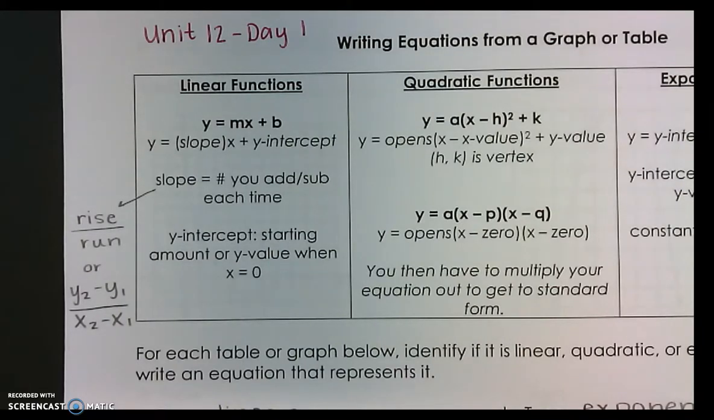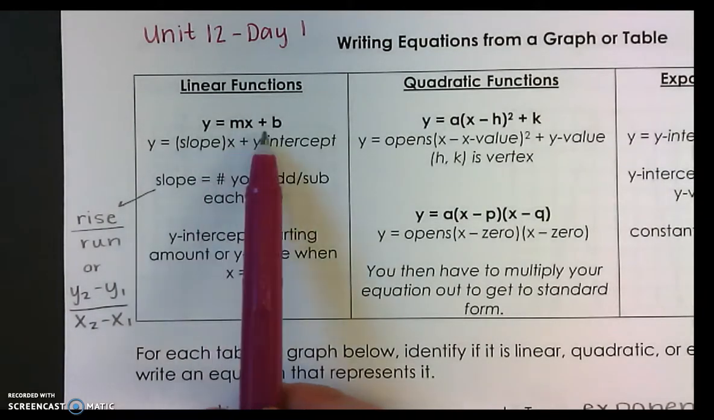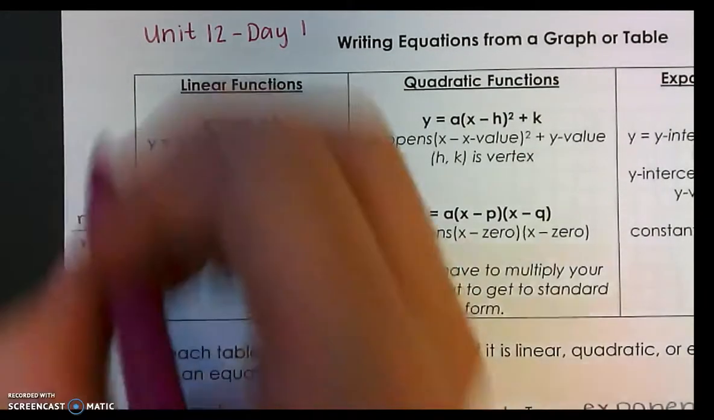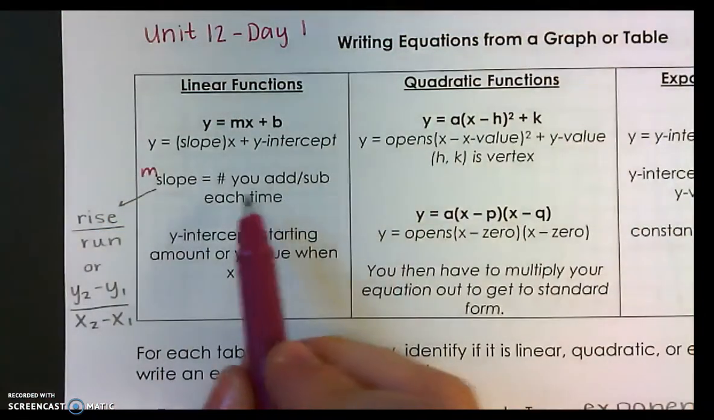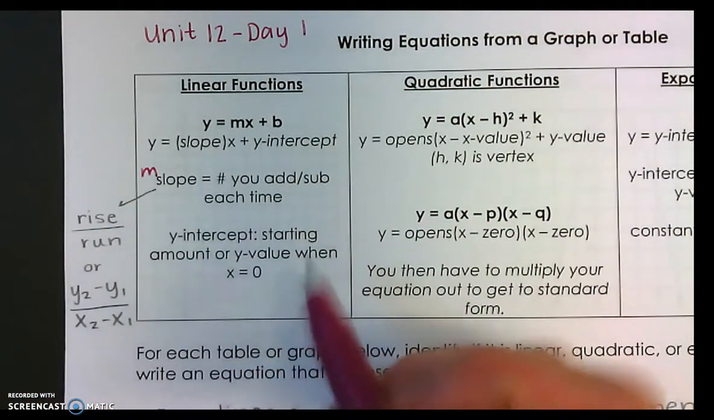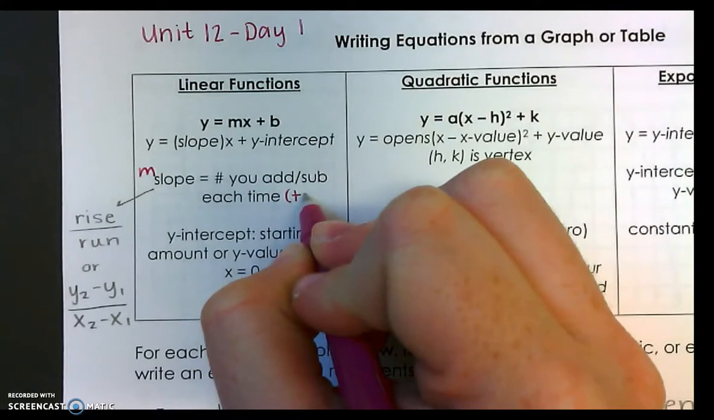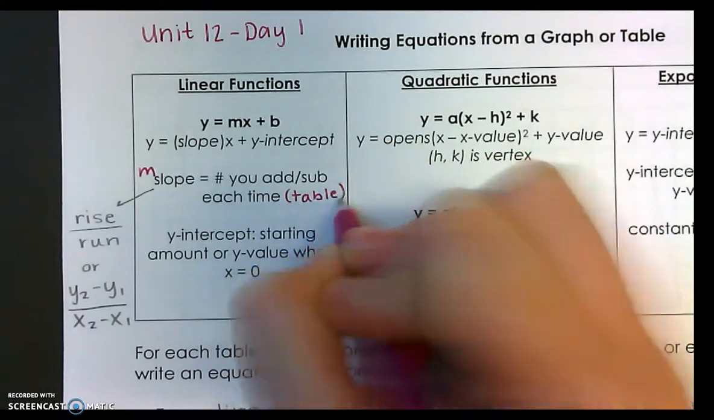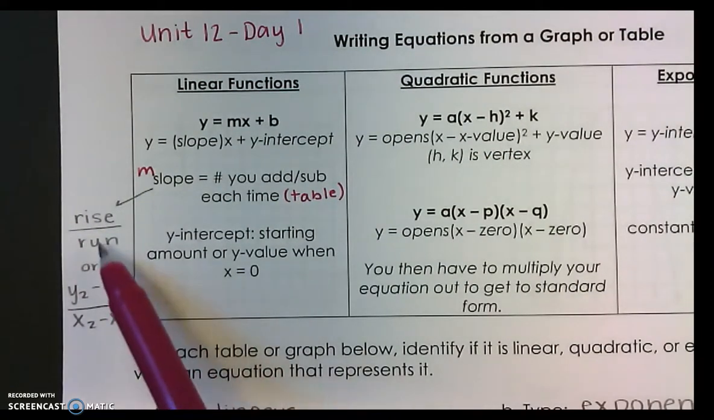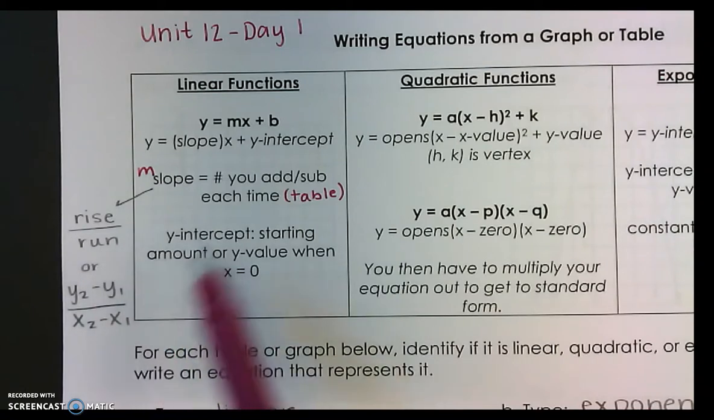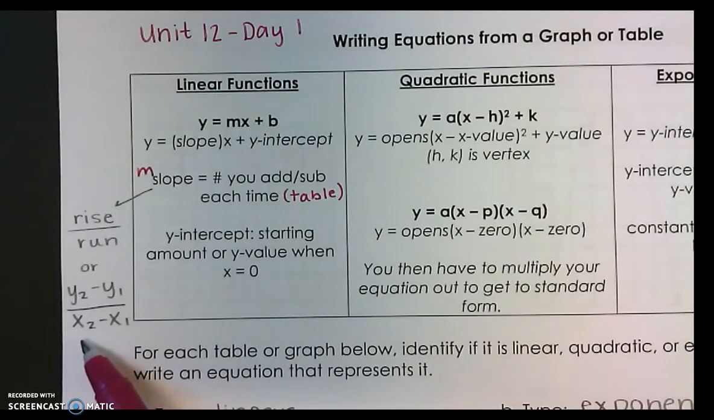So the first thing we talked about was writing equations of linear functions from a graph or a table. Just a reminder that linear functions are always y equals mx plus b. M is your slope, which is the number that you're adding or subtracting each time. That's helpful if you're looking at a table. If you're looking at a graph, remember that it's rise over run, or for a table or a graph, you can always use the slope formula by picking 2 points.